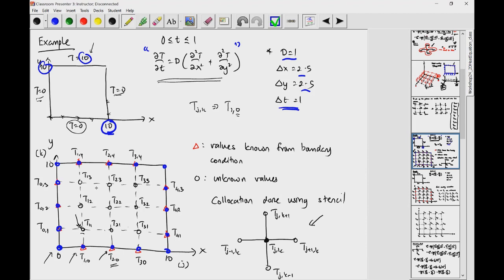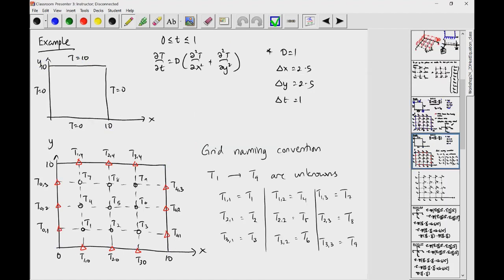So to make things easier, we are going to renumber this into this convention. We just say that the first unknown point, T11, we're going to call it T1. The second unknown point, we're going to call it T2. The third one, T3. And then you have T4, T5, T6, all the way to T9, corresponding to your 9 unknowns. For now, you may not see the application of this, but in tomorrow's lecture, when I show you how to implement this in MATLAB, you will better see why this is important.